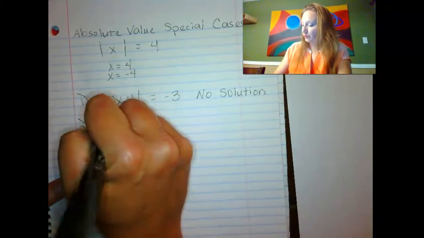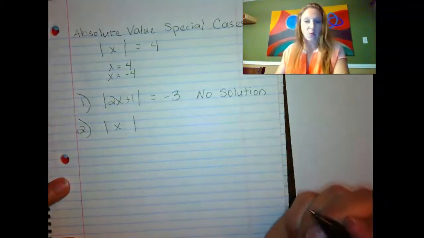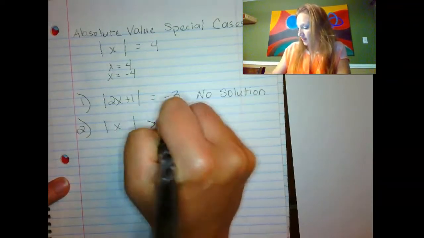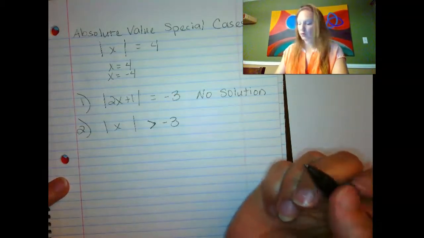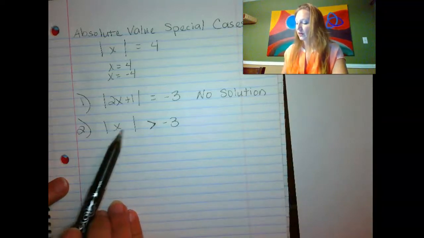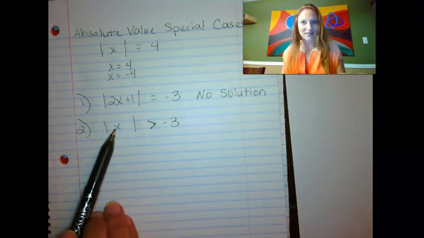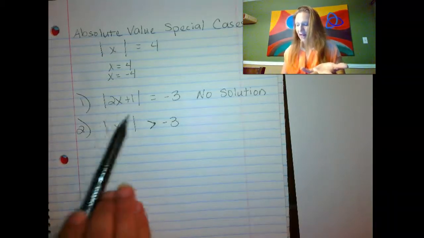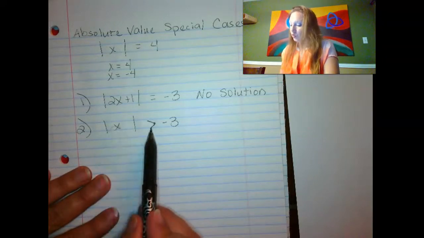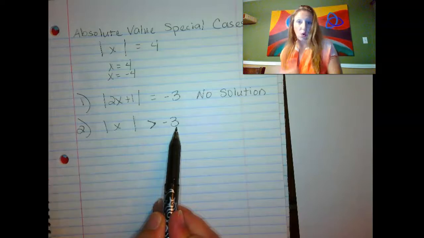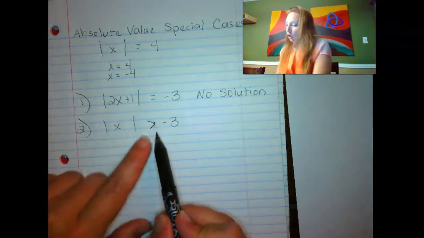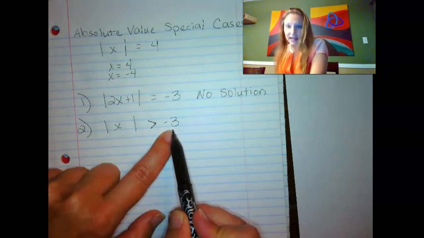Special case number 2. Let's say we have the absolute value of some quantity and it is greater than some negative number, okay? So let's again think about this concept. If I'm taking the absolute value of some quantity, it's always going to give me a positive number, right? This has to be positive. So some positive number, will it be greater than a -3 or any negative number for that matter? Absolutely. All numbers are greater than any negative number.